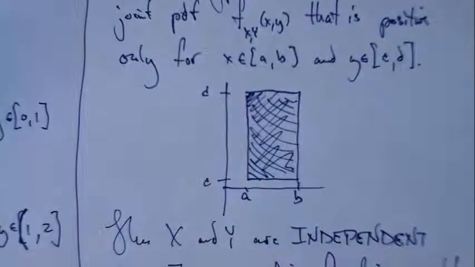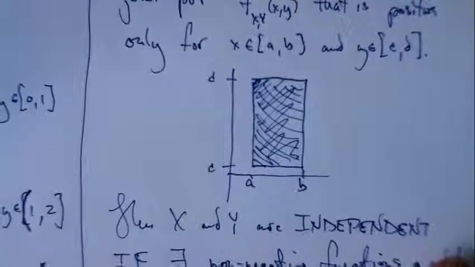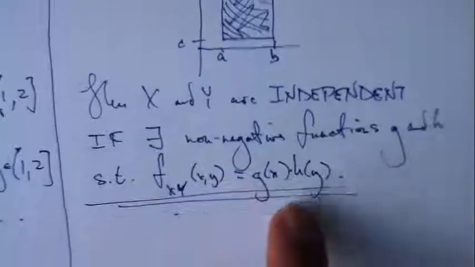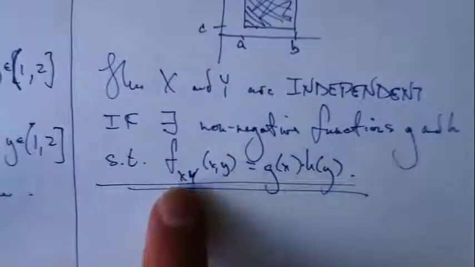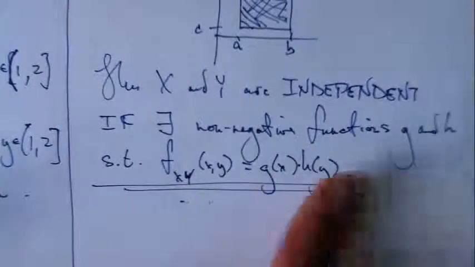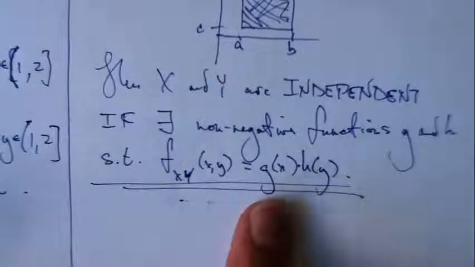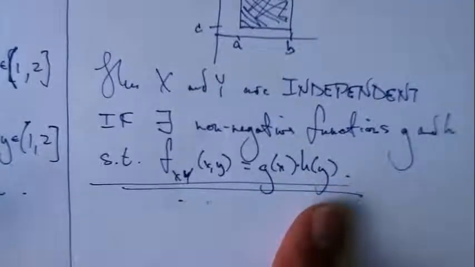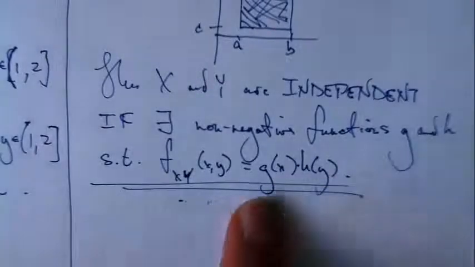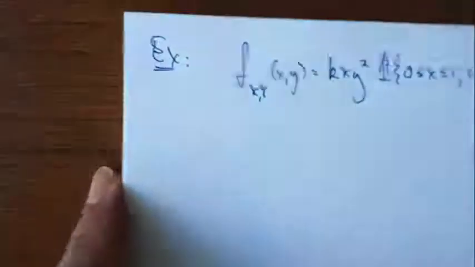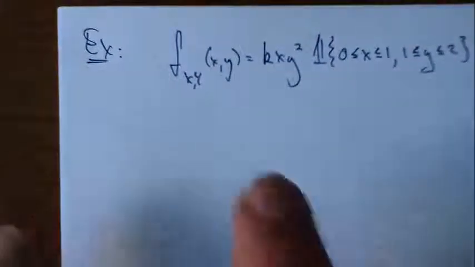Then x and y are independent if there exist non-negative functions g and h, such that the density function can be written as the product of these two functions of x and y, these two functions g and h. So this gives us a nice way to quickly identify independent continuous random variables. For example, suppose that I have a density function that looks like this.